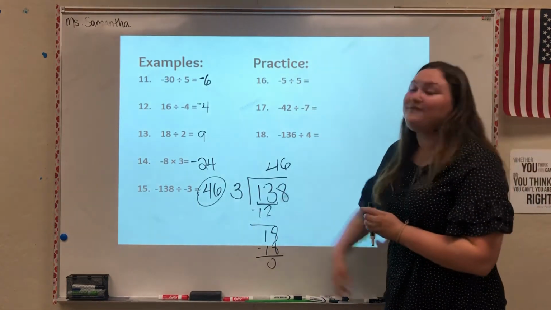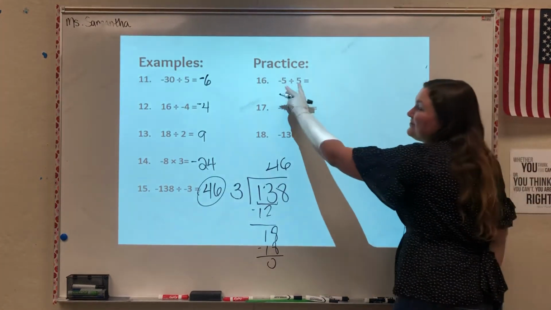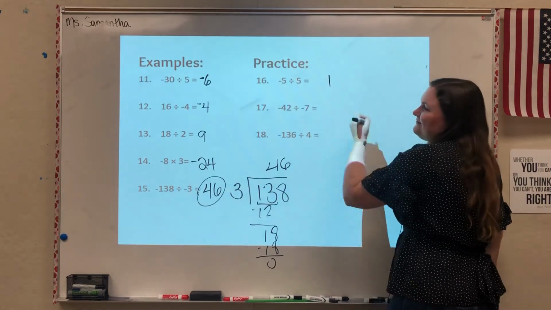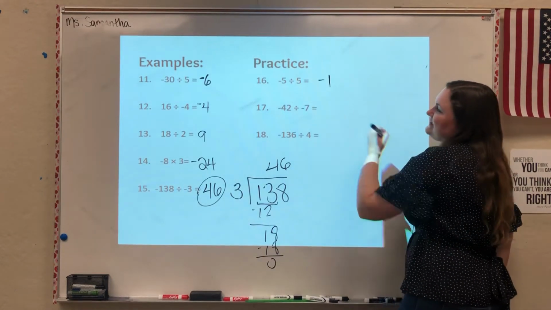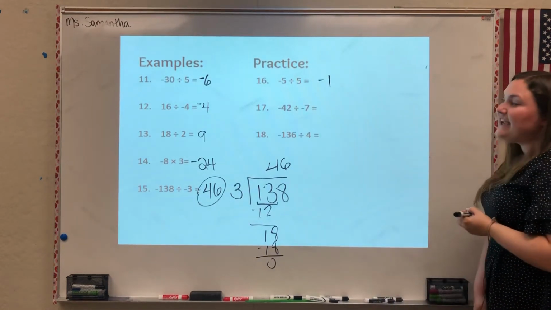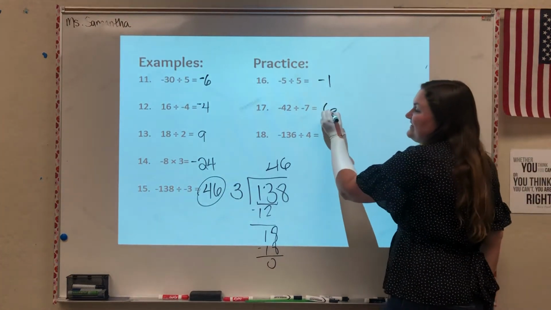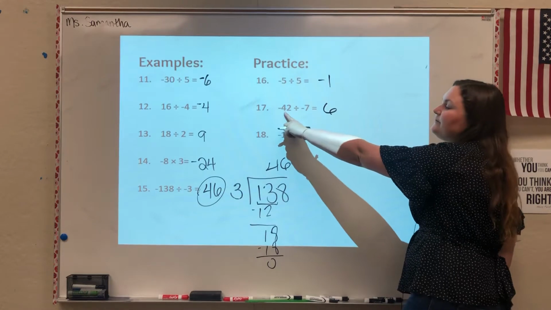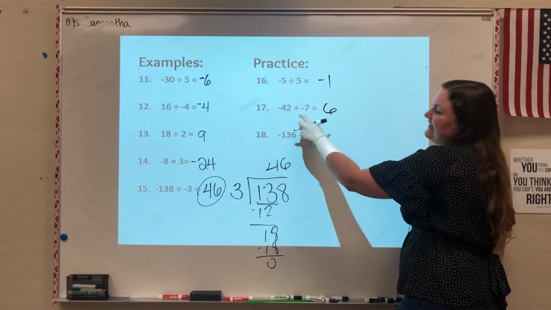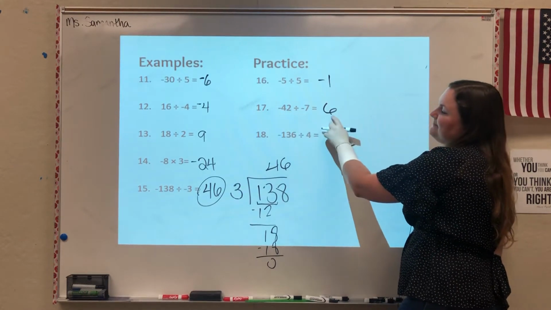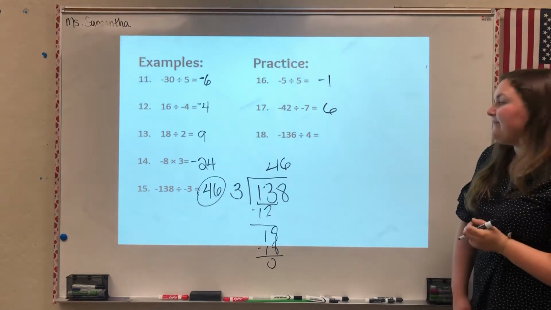All right, the first one, negative 5 divided by 5. Anytime you're dividing the same number, it equals 1. And since we have different signs, it would be negative. For negative 42 divided by negative 7, I know 7 times 6 equals 42. So that would tell me the 6. And then the same signs means that our answer is going to be positive.